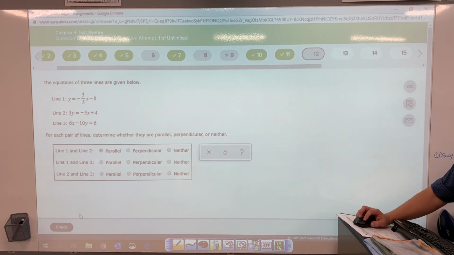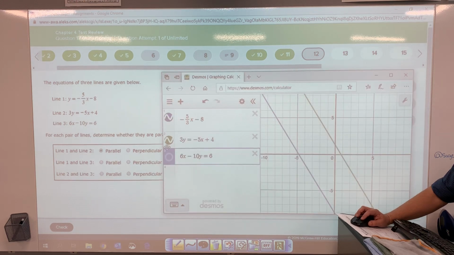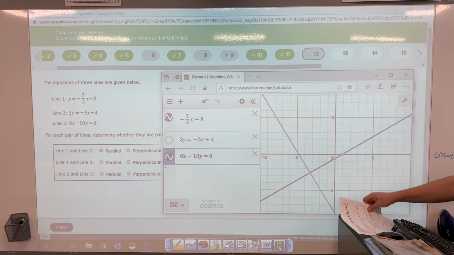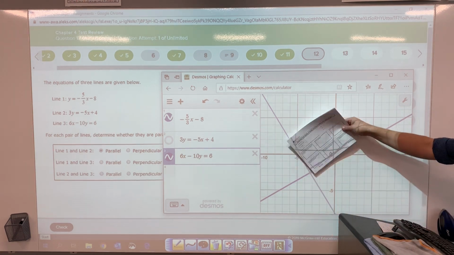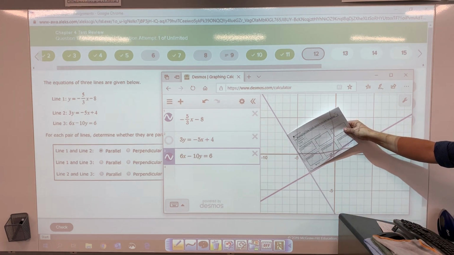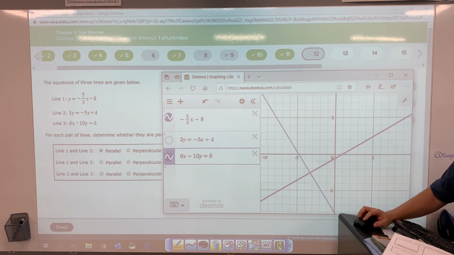Now I go 1 and 3. So now I need to go and turn off 2, turn on 3. Ooh, is that a 90-degree angle? Trusty, handy-dandy piece of paper. If I can put it in the corner, then the answer is what? Yes. So this is perpendicular.